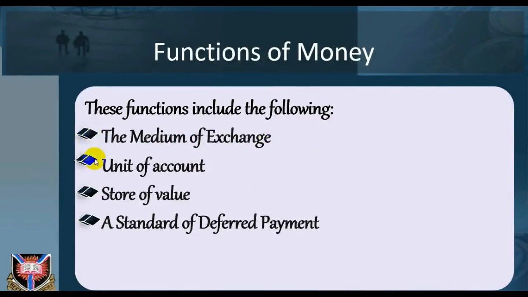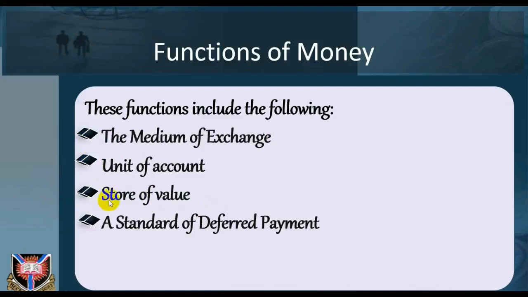Number 2, unit of account. Money provides a common denominator by which other commodities are expressed. Therefore, this makes it very easy to record economic transactions involving different commodities. As a result of being a unit of account, money allows for the formation of prices, which can then be used for recording transaction entry in books of account.